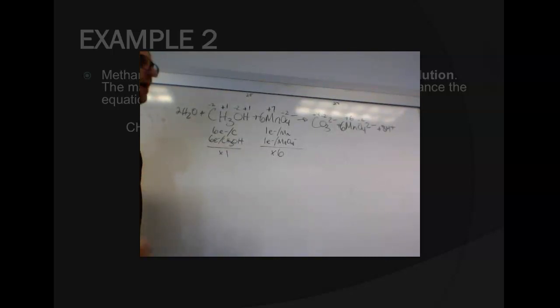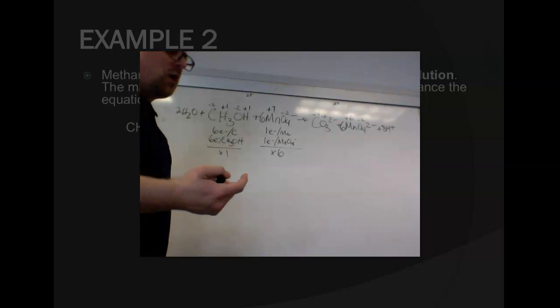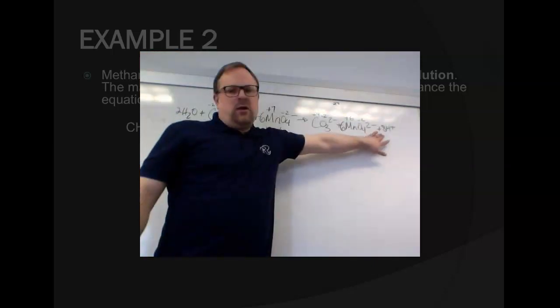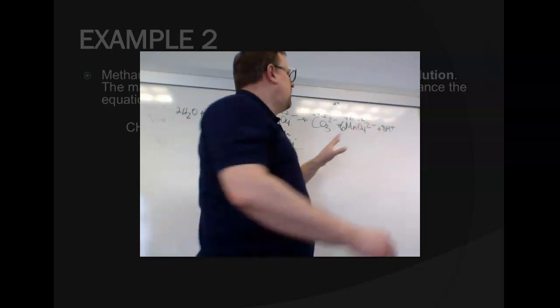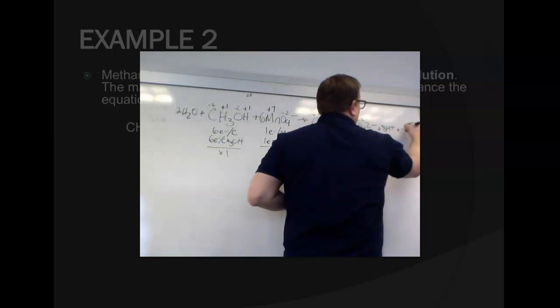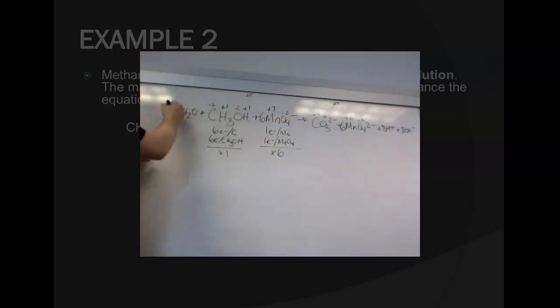And what we're going to do now is move on to step 6 and 7, which is the same as step 6 and 7 that you did in concept B2. We're going to add hydroxide ions equal to the number of hydrogen ions that we added in the first place. So there's 8 hydrogen ions here, meaning 8 hydroxide ions are going to get added to both sides.